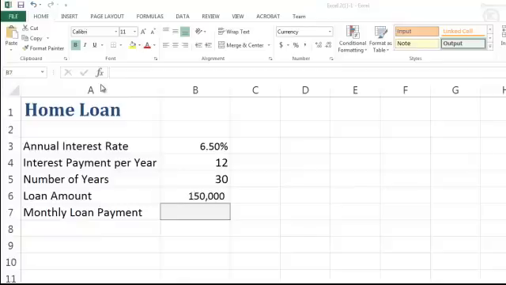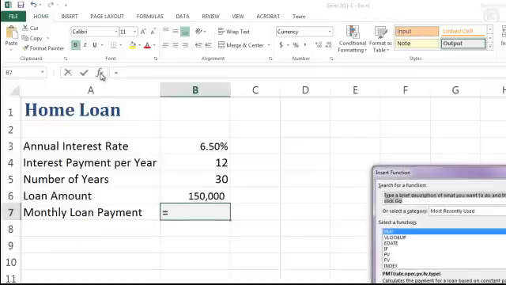The PMT function is used to calculate the payment amount for a loan. In this case, we have a home loan and we'll determine the monthly mortgage payment. I will insert the PMT function.